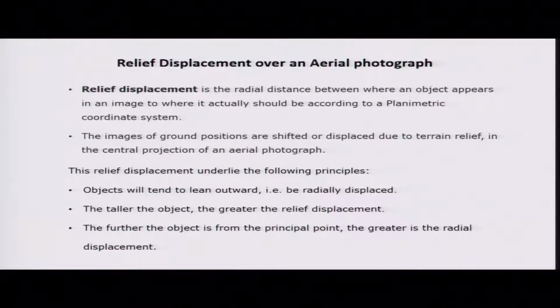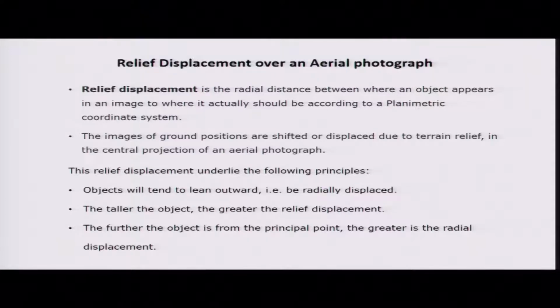So, what is relief displacement in terminology? It is the radial distance between where an object appears in an image to where it actually should be according to a planimetric coordinate system. So, the images of ground positions are shifted or displaced due to terrain relief in the central projection of an aerial photograph. So, what causes this?